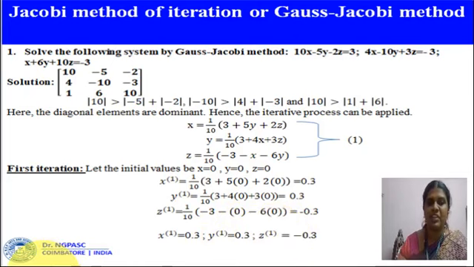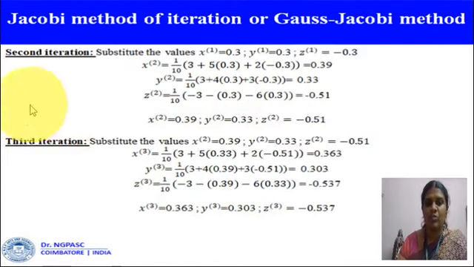So next, proceeding for the next iteration, keeping these values, that is the values which you got in your first iteration, as your initial values, you have to proceed with the second iteration. So in the second iteration, you have to substitute x is equal to 0.3, y is equal to 0.3, z is equal to minus 0.3. After substituting that, you get the x value as 0.39, y value as 0.33, z value as minus 0.51.